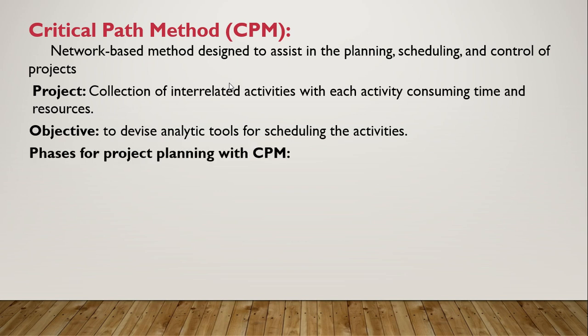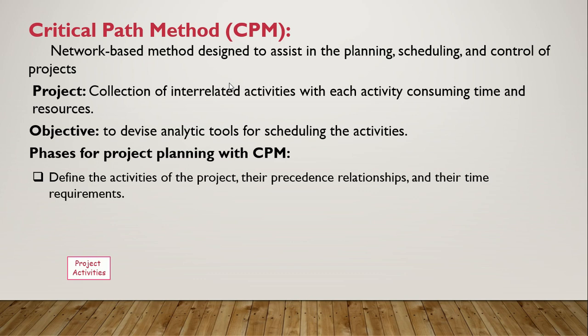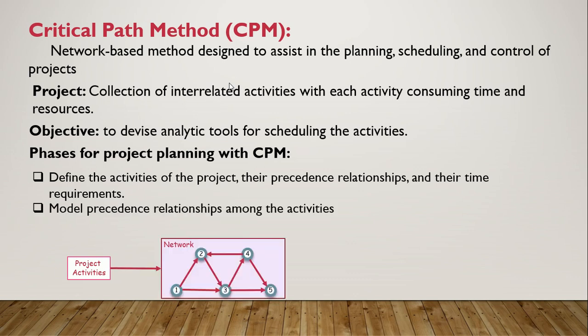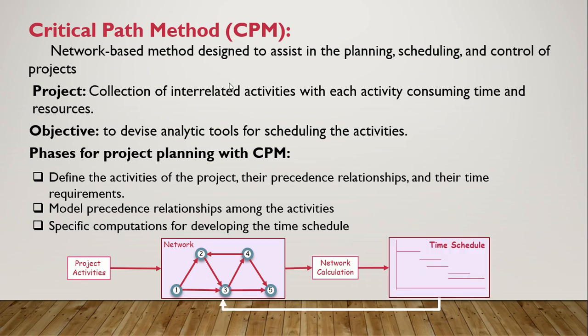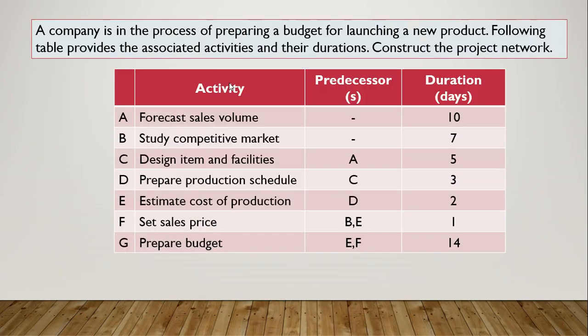What are the phases involved in project planning? Define the activities of the project first, find their precedence relationships and find their time requirements. Model the precedence relationships among the activities by using nodes. After that, do the specific computation using the CPM method, schedule all the activities, and if required, reschedule the activities, and so on, to minimize the project duration.